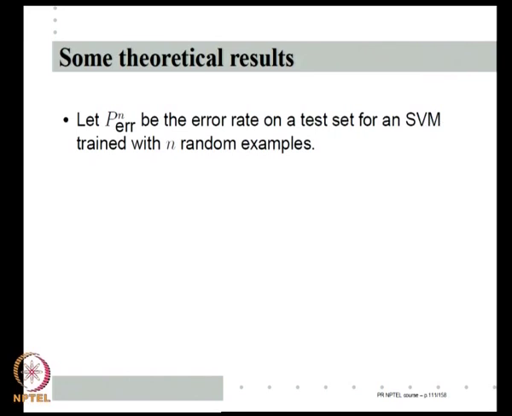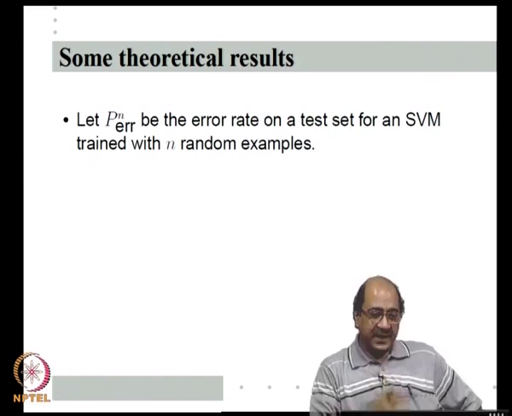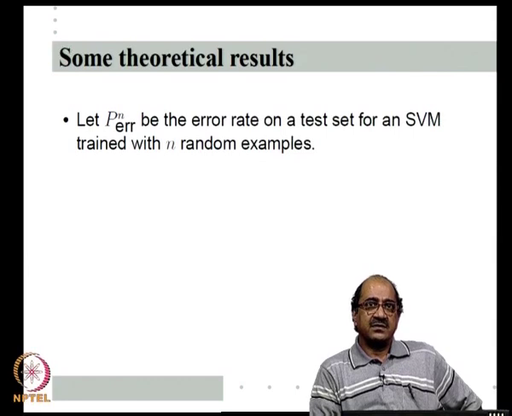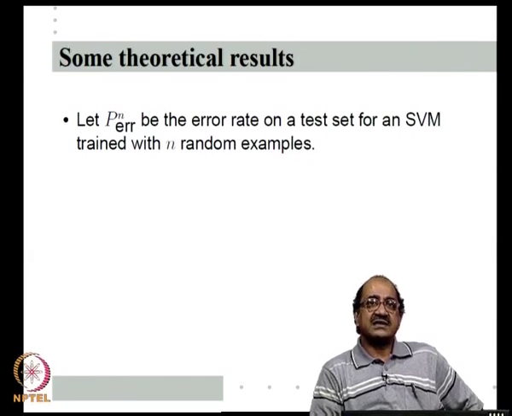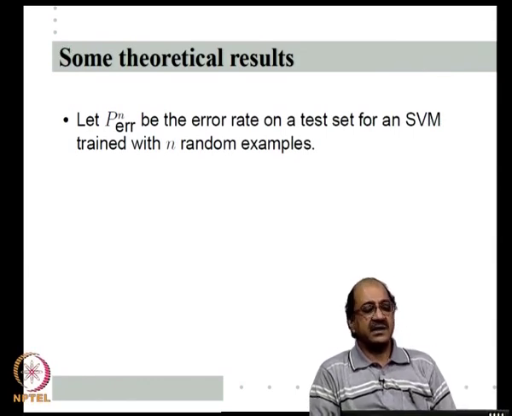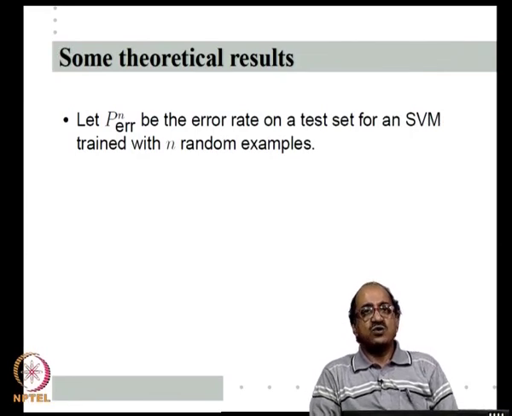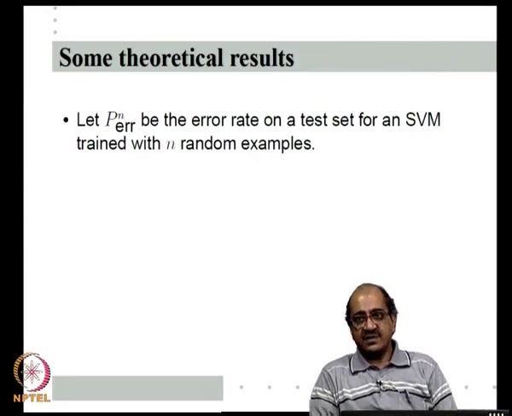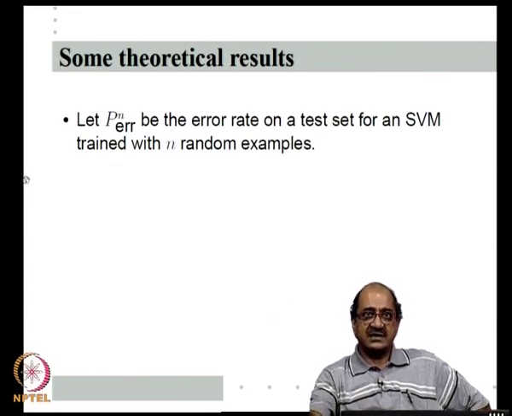The result is the following. Let us say P_n error be the error rate on the test set for an SVM trained with n random examples. Meaning, for a given n, I choose n random examples, train an SVM, and now use this SVM to find the error on a test set. The probability of error on a test set is given by this, right.